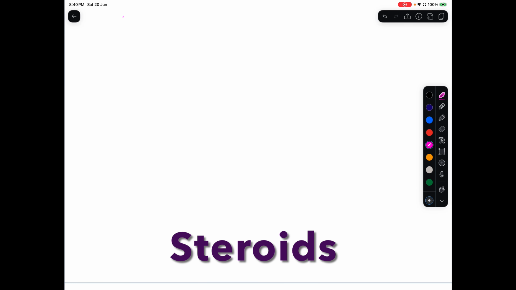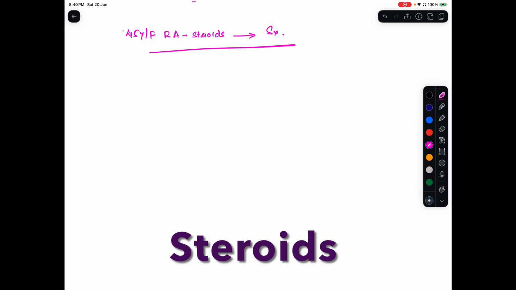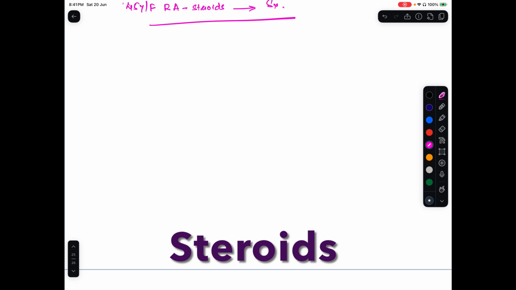The station stem is a 45-year-old female, she is suffering from rheumatoid arthritis, taking steroids. So the patient has to undergo surgery. This is nothing but a case and discussion, theoretical question answers on steroids. So the first question is about steroids.